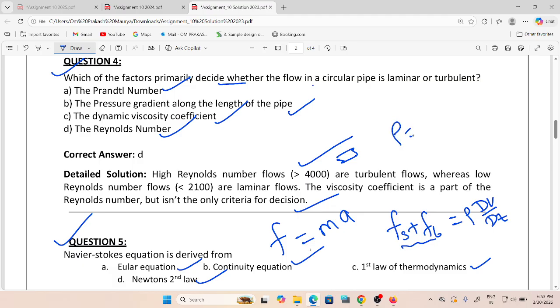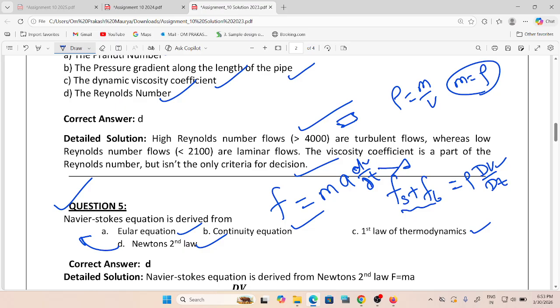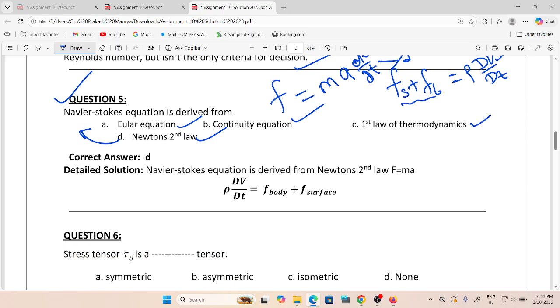What is rho? Mass by volume. So for unit volume the mass is equal to rho, and here this is your velocity. So what is the acceleration? dv by dt. I am just explaining this to relate it. So remember this: Newton's second law. Any momentum equation in fluid mechanics follows Newton's second law.